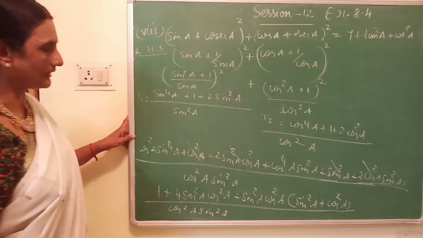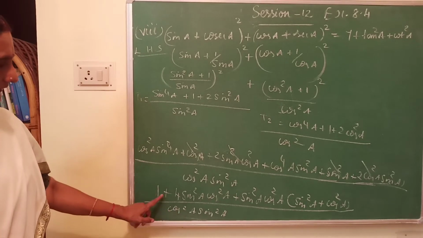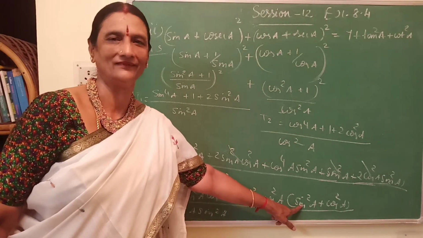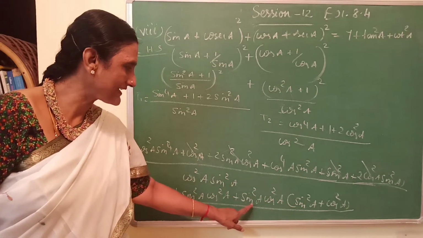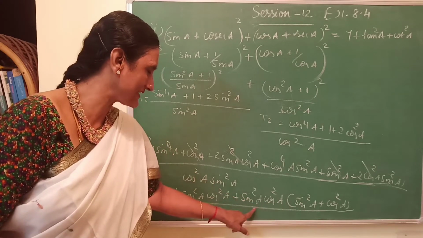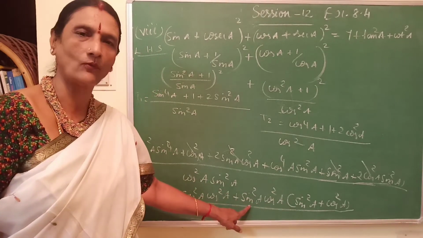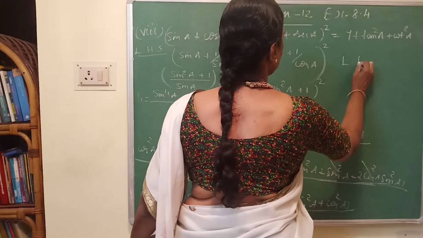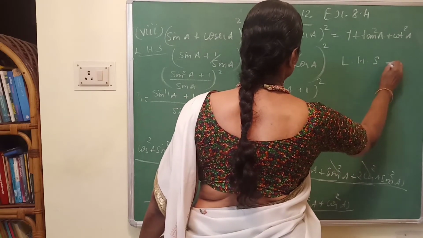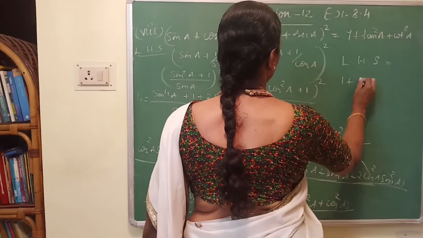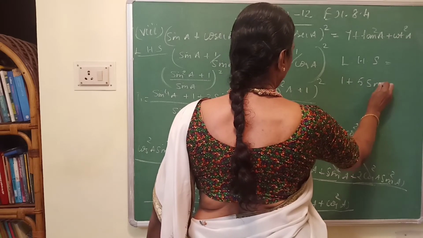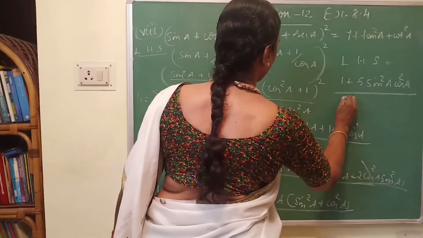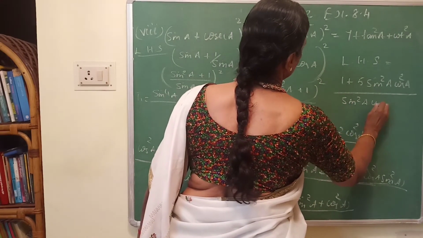Now can you combine all these terms? From here, 1, 4 sin square A, this is obviously 1. Therefore again we get one more, 1 into this is obviously the same. So here 4, here 1 more. So totally I will get 1 plus 5 sin square A cos square A divided by sin square A cos square A, and that is the LHS.